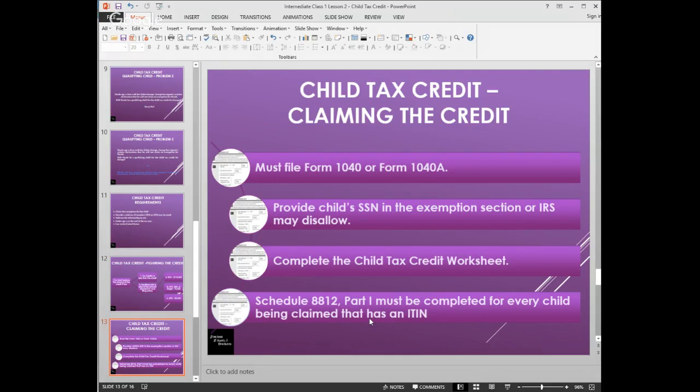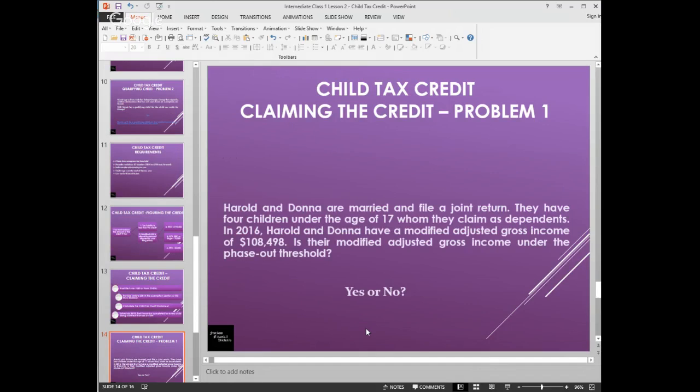So to claim the credit, what we would do is file a 1040 or a 1040A. This credit is not available on the 1040EZ. You're going to provide the child's social security number in the exemption section. We're going to complete the child tax credit worksheet. Schedule 8812 Part 1 must be completed for every child being claimed that has an ITIN. So that's a new requirement.